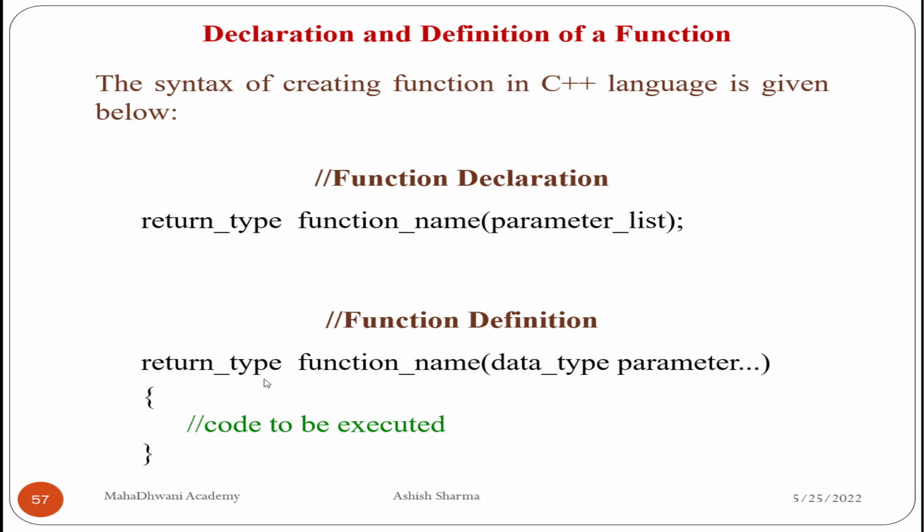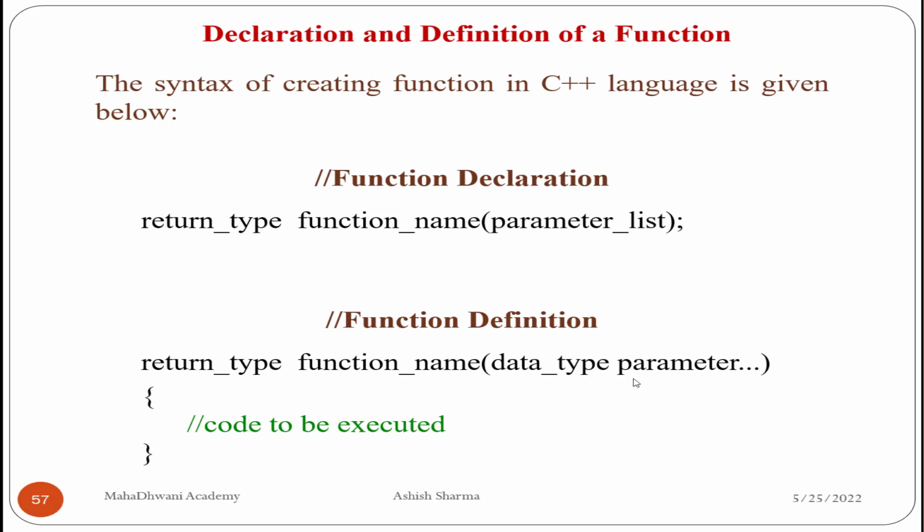For function definition, again we have a return type the same way. Function name, the function name is the same in the declaration section and the definition section. Then data type and parameter. Here the name of the parameter is also compulsory to write. Data type, here the data type is compulsory. Whether you write the parameter name or not doesn't matter in the declaration, but the number of parameters and the type of parameter should be the same in the function declaration section and the definition section.